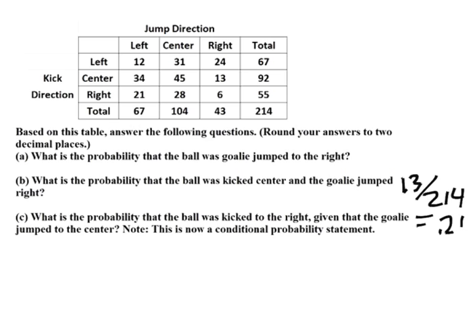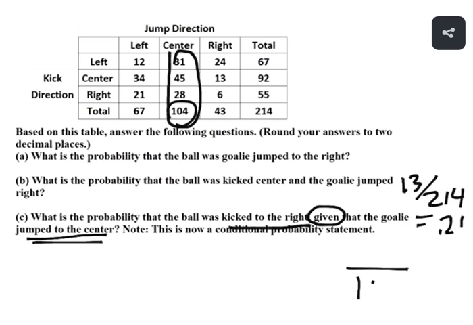Last question. What is the probability that the ball was kicked to the right given that the goalie jumped to the center? That given is telling us we're looking at a conditional probability. So for the conditional probability, you look at the given condition, which is jump to the center, and that restricts your total outcomes. The number of outcomes where the goalie jumped to the center is this total down here, 104. And so that is our denominator.